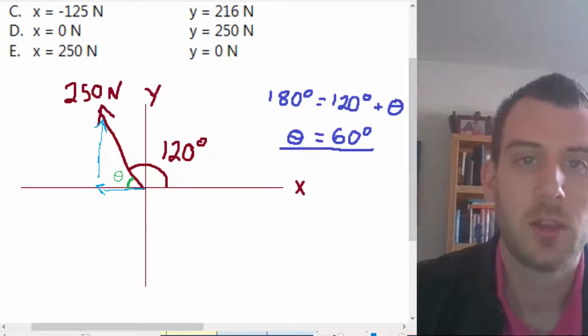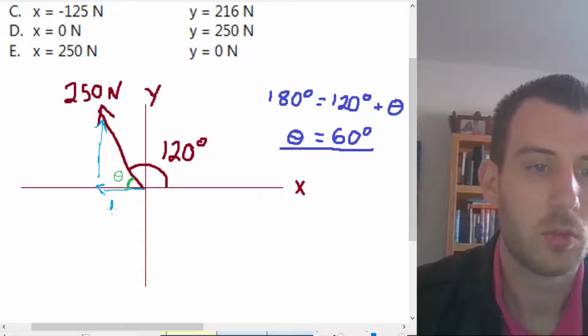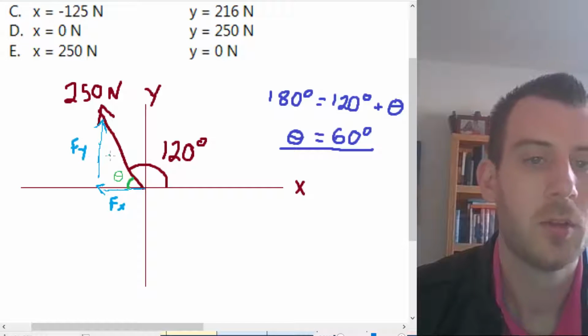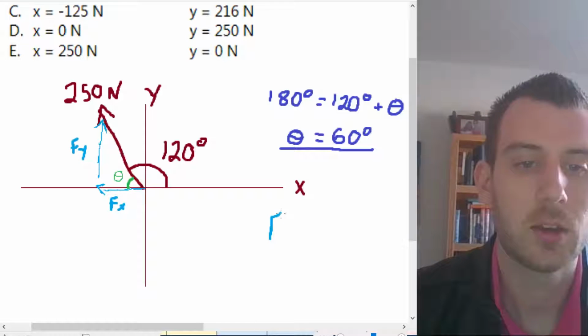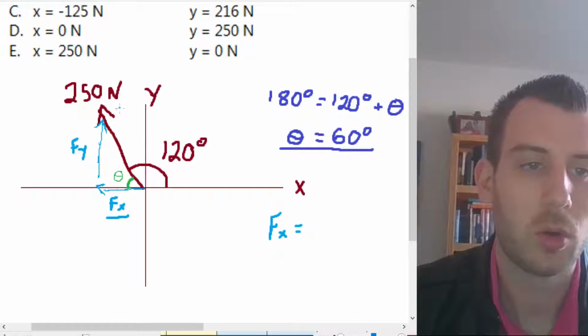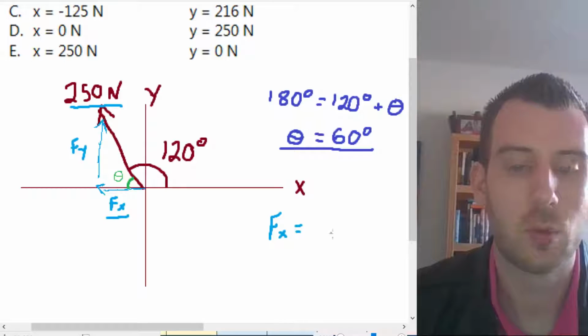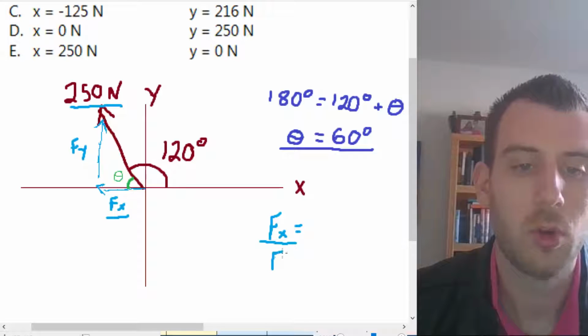Well, let's label this as the force in the x and the force in the y. The force in the x is now going to be my adjacent side over this known hypotenuse of 250 newtons. So I could say that the force in the x over the total force is equal to the cosine of my angle theta.